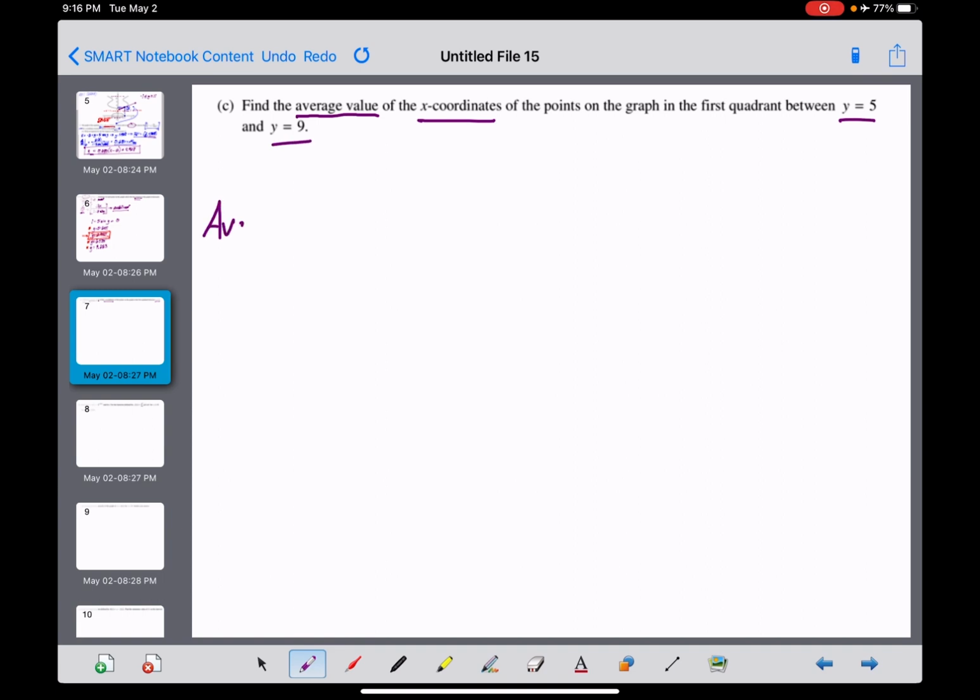y equals 9. Okay, what I'm hoping you guys know is that the average value formula we've been dealing with just the second semester is 1 over b minus a multiplied by the definite integral from a to b of whatever function it is you're trying to find the average value of, which is usually f of x measured with respect to x. That's the formula we're going to use here, but we're trying to find the average value of your x-coordinates. And a function here is usually solved for y, meaning that all the values of this function get you your y-coordinates. They want us to flip this one around.